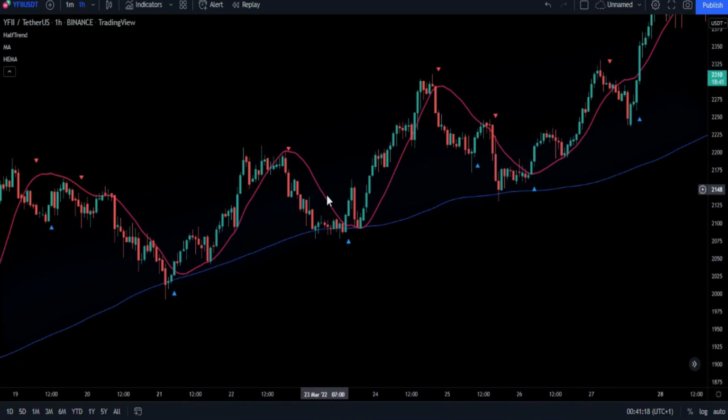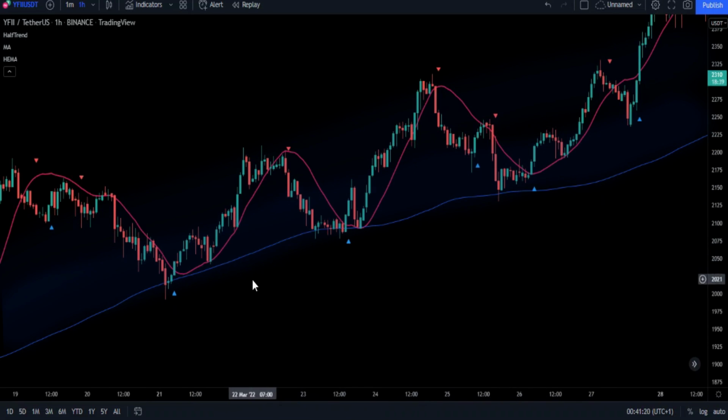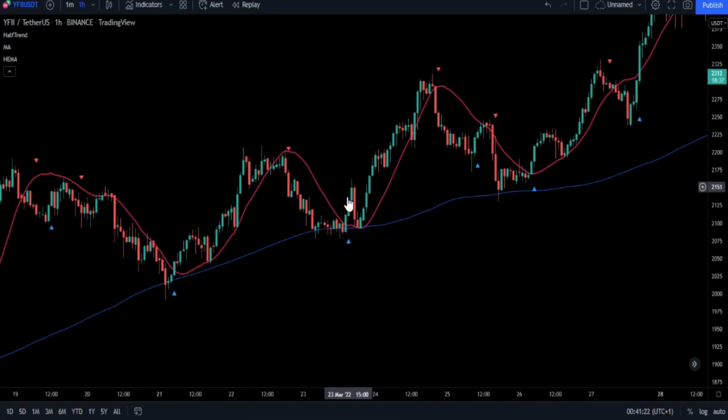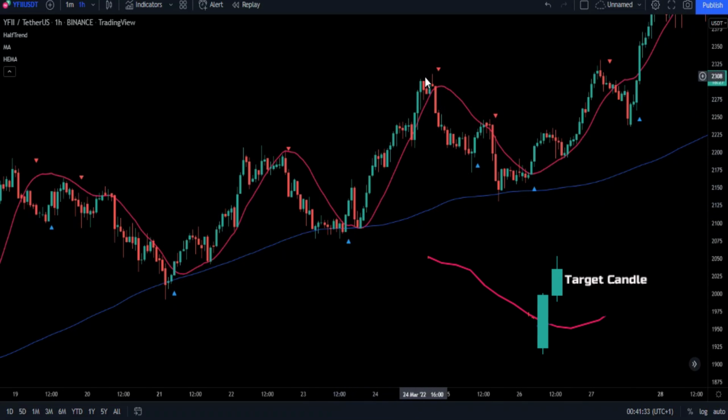Now let's start with the conditions. First, the candles must be above the blue moving average line, and this means that we are in an uptrend. Second, this triangle must appear from the half trend indicator, which means a buy signal. Third, the target candle must be above the red line, which is the HEMA indicator line.